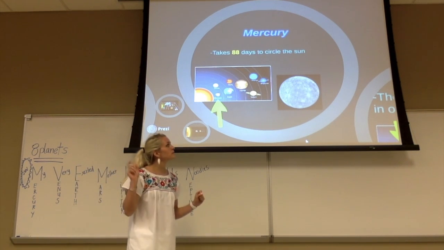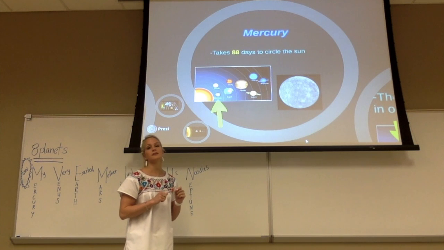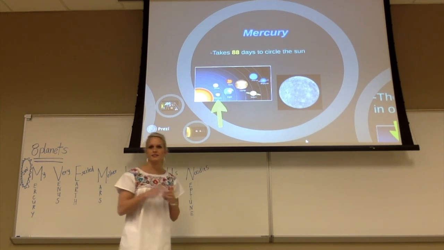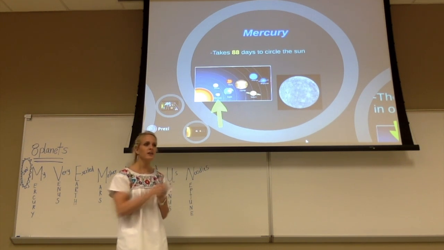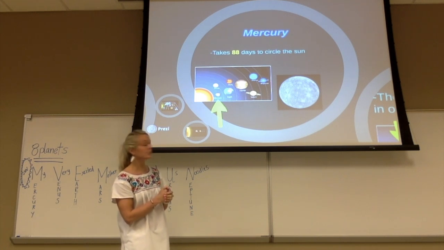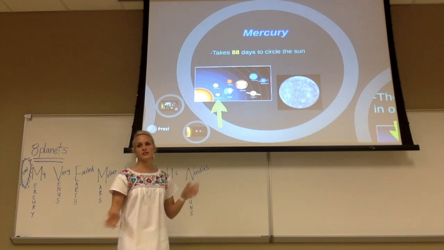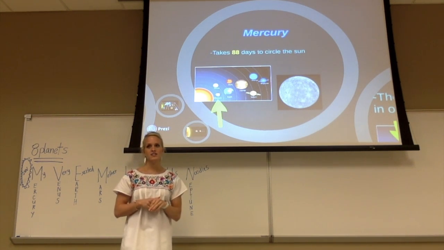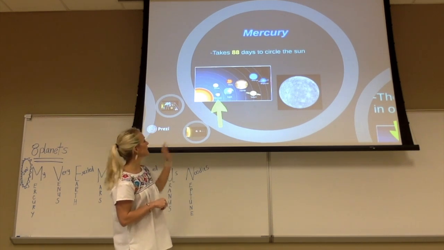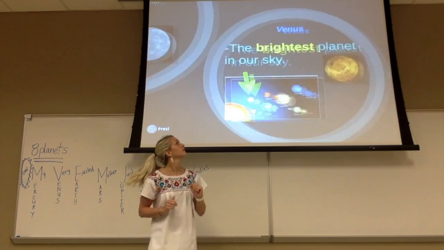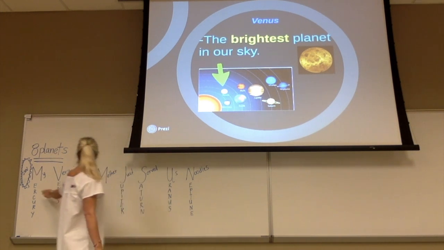Good. Can someone please raise their hand and tell me what they notice about that planet? Yes. It's gray. Yes. It's a circle. Good. What about the temperature? Let's look at where it is. What do you think? Hot, cold? Hot. Why do you think it's hot? Because it's by the sun. Good. It's the first one. It's right next to the sun.